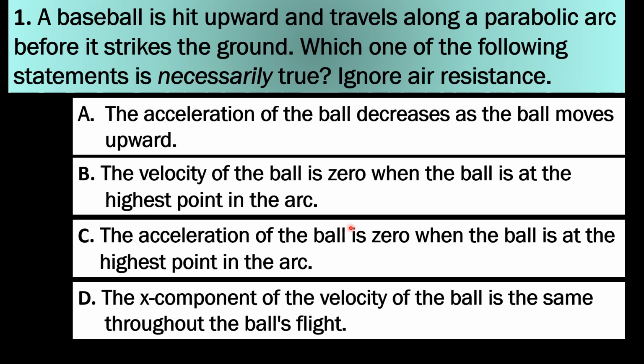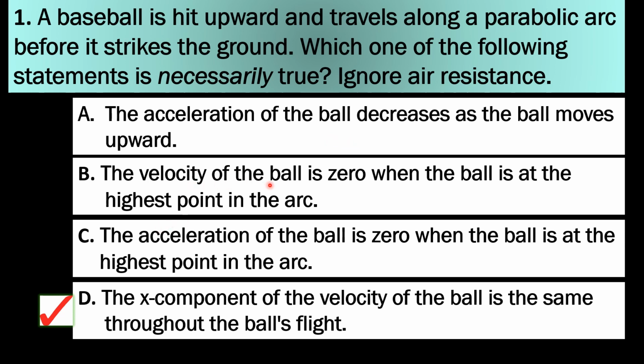So the correct answer here is, of course, letter D. So, why are options A, B, C considered incorrect? For letter A, the acceleration of the ball decreases. That's what makes the statement false. Because, as everybody knows, the acceleration of the ball or of any projectile is always constant, equal to negative 9.8 meters per second squared, whether it's moving up, at the highest point, or moving down.